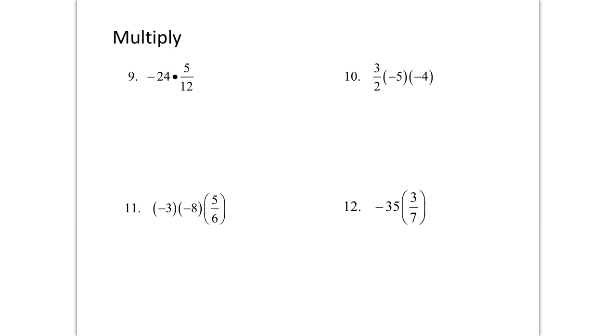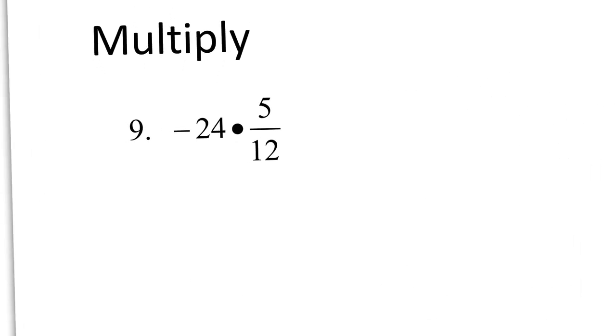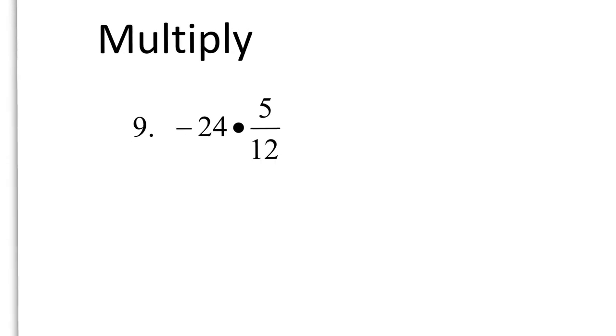So now we are going to multiply fractions, and I'm going to make it as easy as I can, guys. When you have fractions, one of the things that you can do when you multiply is simplify a few numbers or a couple of numbers. So let's go ahead and look at number 9 here. We want to multiply, and that's the instruction. You also have a dot in between. So negative 24 times 5 over 12.